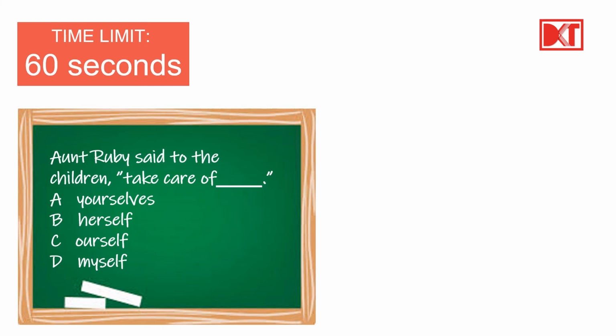Okay, so now we are filling in reflexive pronouns, and the question is, Aunt Ruby said to the children, "Take care of dash." Now, if Aunt Ruby is saying to the children, whom will she tell them to take care of? She will tell them to take care of yourselves, because she is speaking in the second person, directly to the children, that you should take care of yourselves. So the answer is A, yourselves.